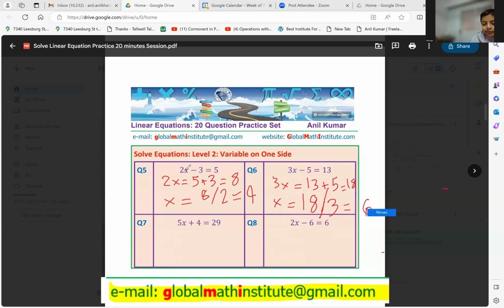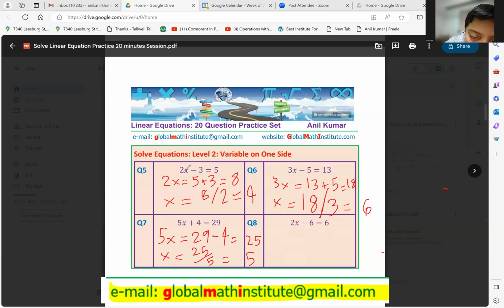Question number 7 now. 5x equals 29 minus 4, which is 25. Correct. X equals 25 over 5, which is 5. Perfect. Question number 8 now.